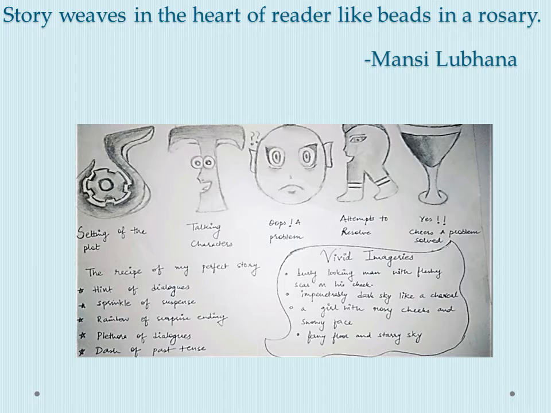Next, impenetrably dark sky like a charcoal. So here I am describing the darkness that is as black as a charcoal. A girl with rosy cheeks and snowy face. A beautiful girl who's actually a good protagonist, who's good and having a positive attitude. That is why she's looking so beautiful.